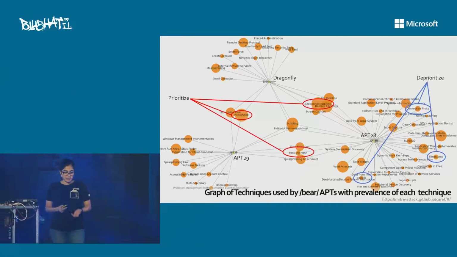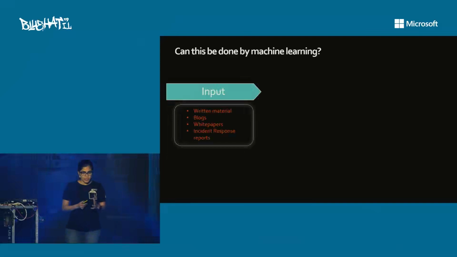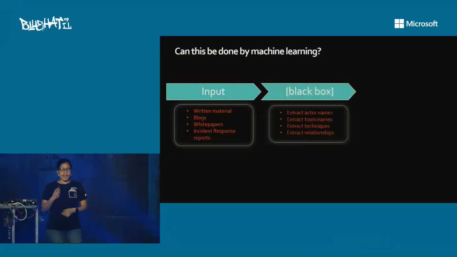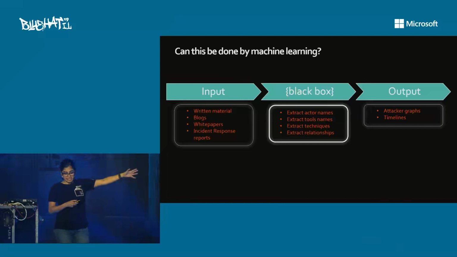And what we're going to try and think about is, what if this was as automated and as easy as IOC feeds are today? So can we do this with machine learning? That was the question I was trying to answer. If we could, our input would be all of this written material: blogs, white papers, maybe past incident response reports from your org. And then there'd be this black box of machine learning, which can extract the actor names, the tool names, the techniques that they're using, and extract the relationships between them. And then the output would be the type of graphs that we've seen. So we're going to focus on building this black box.